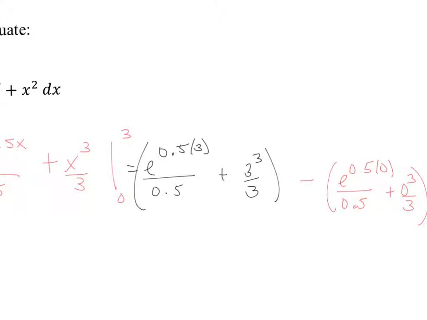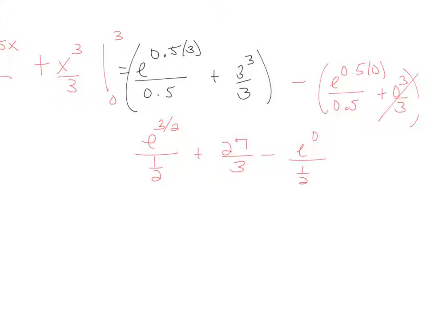So now what I'm going to do is evaluate this. It's kind of icky because this is 0.5 times 3. Well, that's e to the 3 over 2 over 1/2 really, plus 27 over 3 minus e to the 0 over 1/2 again. This just becomes 0, so I don't need that.